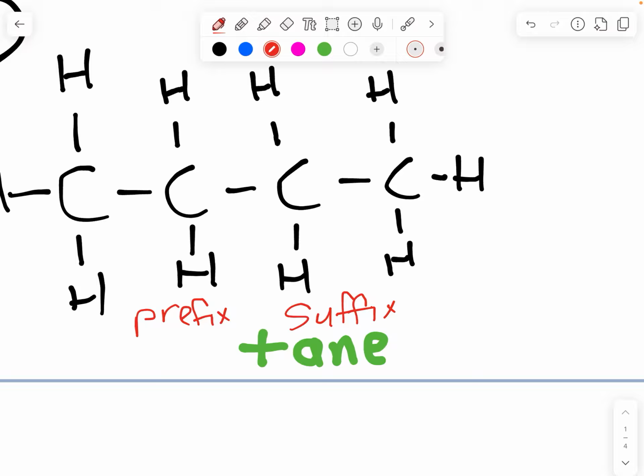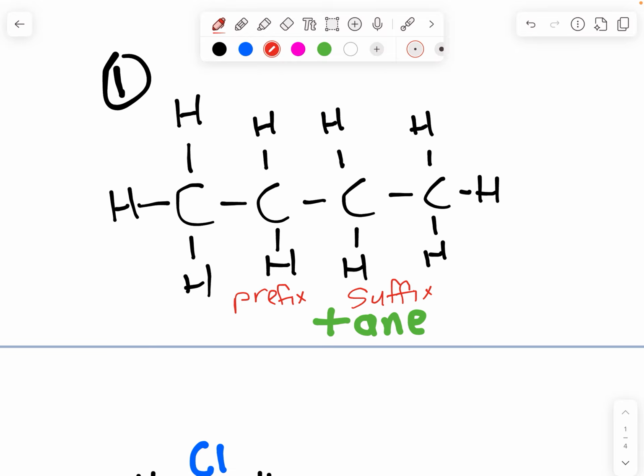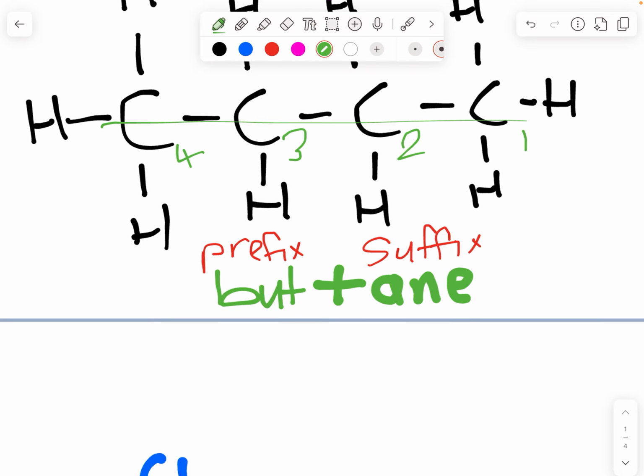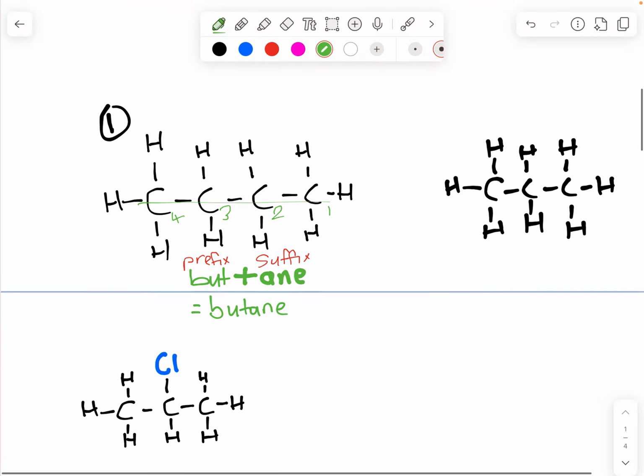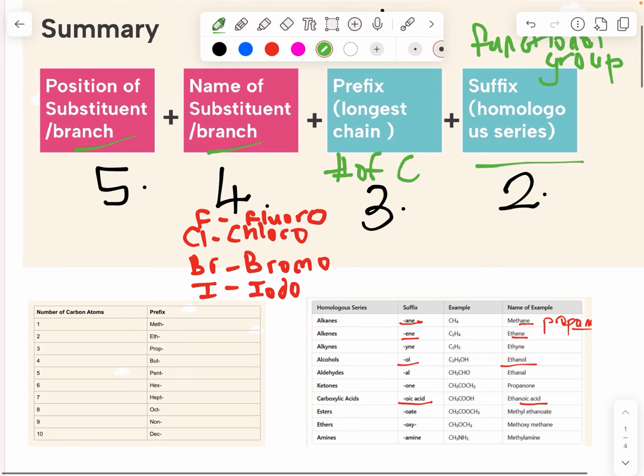Remember that the prefix is the amount of carbons in the longest continuous chain. So this continuous chain has 1, 2, 3, 4, and 4 is but, so it's going to be BUT. When we combine these two, our name is butane. Remember that there are no substituents, so we don't need to continue any further. So that is butane.